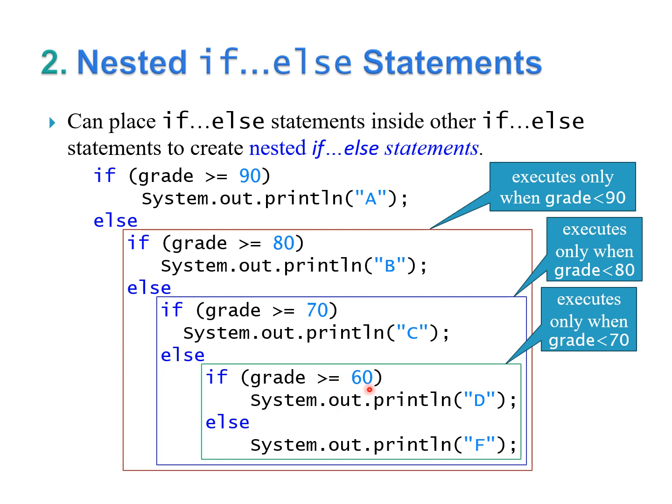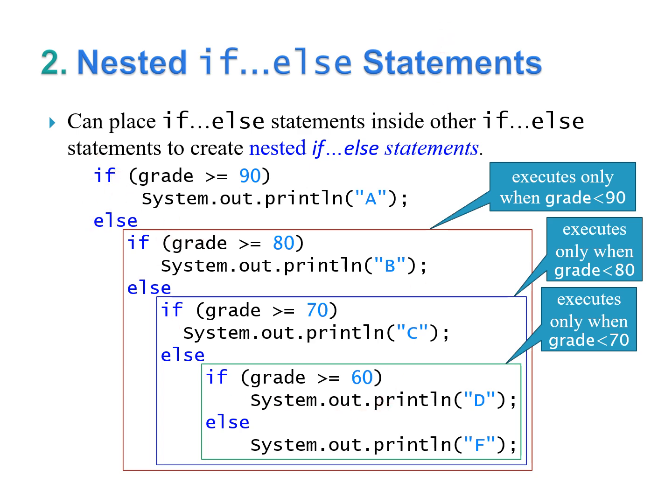Note that when grade is larger than 90, all of the four conditions will be true, but only the body of the if part of the first if-else statement will execute. After that, the else part of the outermost if-else statement is skipped.